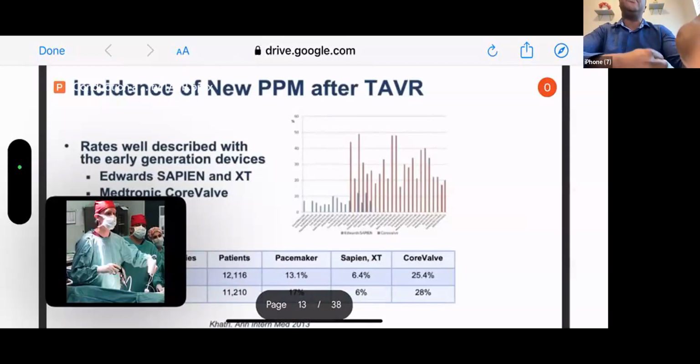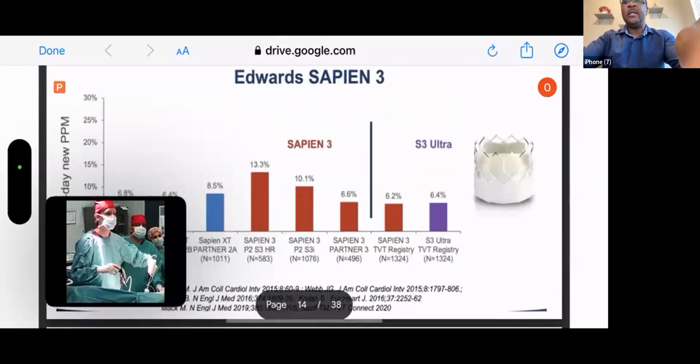So the Edwards valve are balloon expandable. The valves are mounted on a balloon, and we use the balloon to expand the valve, but the core valve expand on their own. They are self-expanding. And because of their length, they are longer usually than the Edwards valve. So they have more risk of having a conduction abnormality, about 25%.